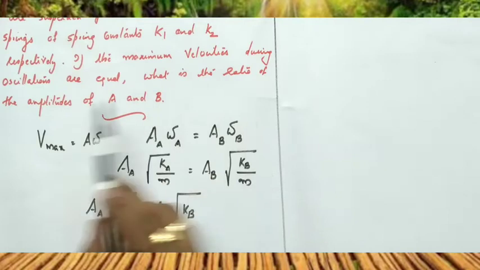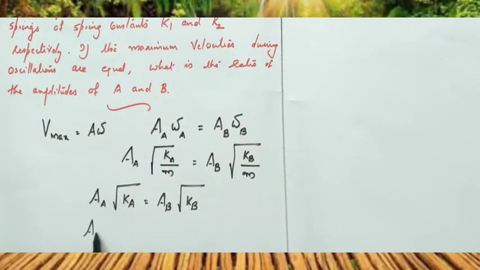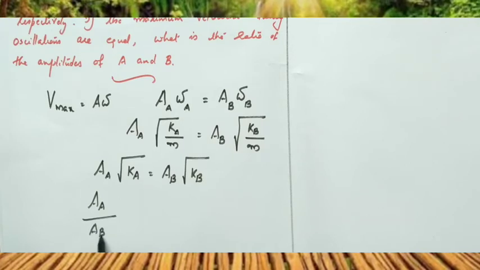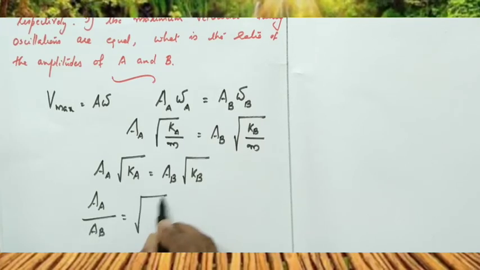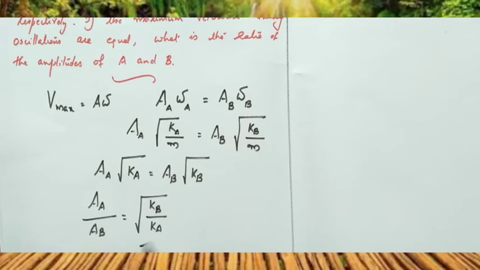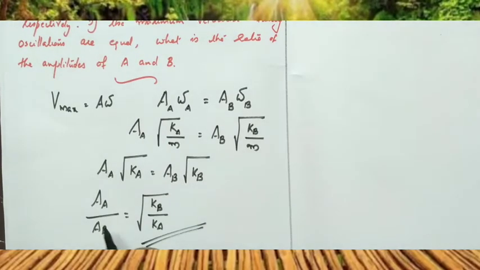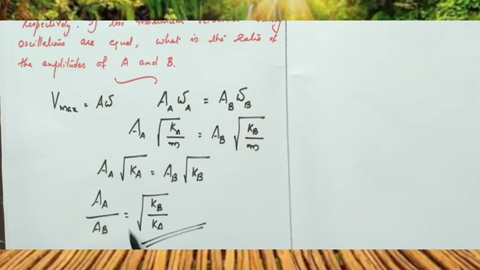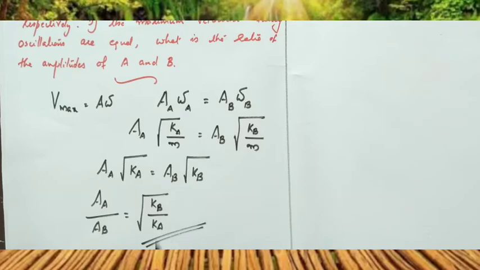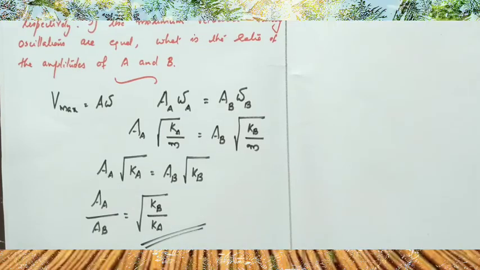We have to find out the ratio of amplitudes, no? So amplitude of A divided by amplitude of B equal to root of spring constant of B divided by spring constant of A. So the ratio of the amplitudes of A and B is equal to root of spring constant of B divided by the spring constant of A. Okay.